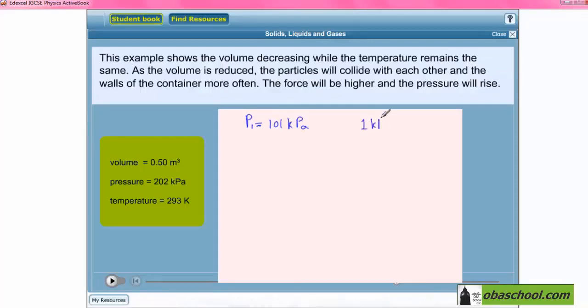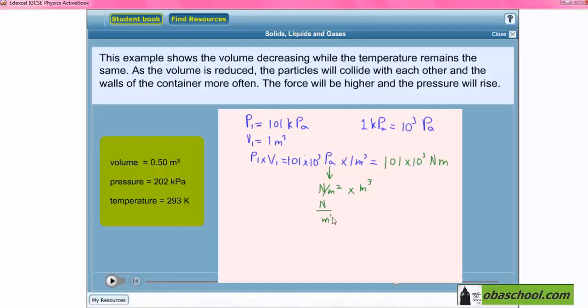So P1 equals 101 kilopascal. 1 kilopascal is equal to 10 to the power 3 pascals. V1 equals 1 meter cubed. So P1 V1 equals 101 times 10 to the power 3 Pascal times 1 meter cubed, which equals 101 times 10 to the power 3 Newton meter. We obtained this unit since Pascal equals Newton over meter squared, times meter cubed, so meter squared cancels out, and we're left with Newton meter.